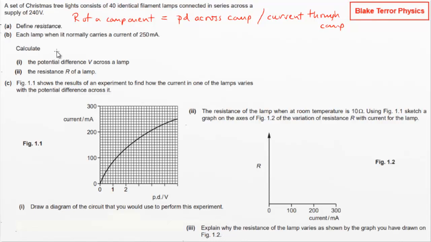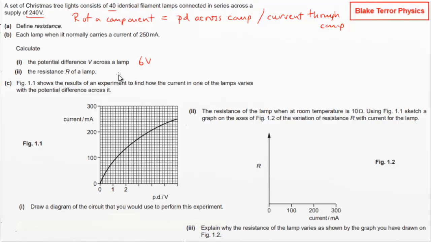Each lamp, when lit normally, carries 250 milliamp current. Calculate the potential difference V across a lamp. Well, we've got 240 volts, so old school voltage supply, hasn't been dropped down to 230 yet, and we've got 40 lamps. So we're going to divide the 240 volts across these 40 identical lamps. So we're going to get 6 volts across each one of them.